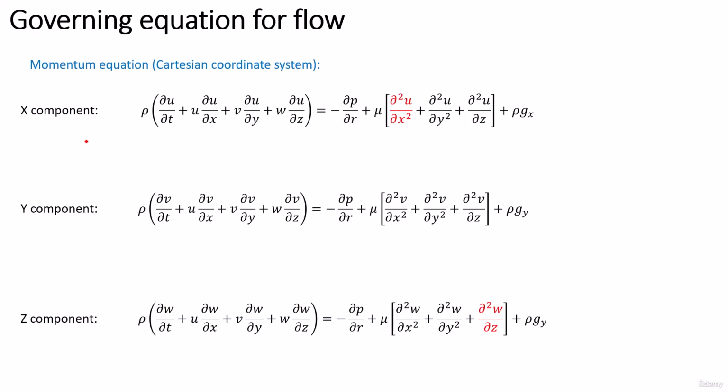Okay, so these are the equations, the governing equations for any flow, in the Cartesian coordinate system, meaning x, y, z. The first term on the left side is a total derivative. First is the transient velocity term, and the next three terms are the convective term. Here is the pressure gradient, and this is the stress term.